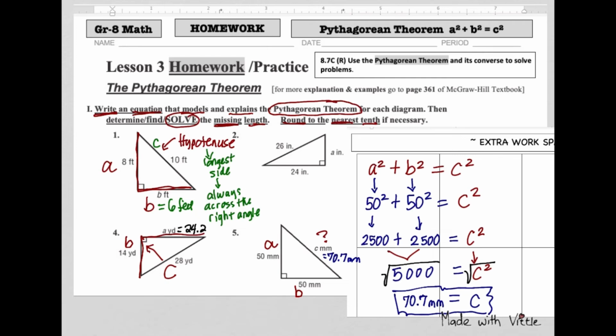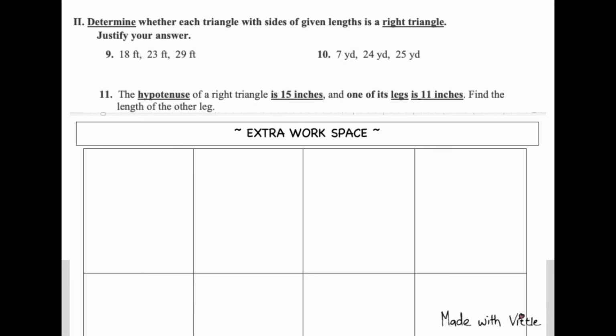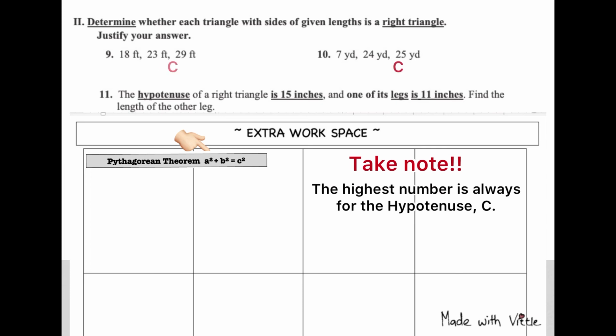So as you can see, the length of the longest side is always a higher value than any of the other legs. Okay? So it's so easy to identify which one is the length for the longest side. Determine whether each triangle with sides of given lengths is a right triangle. Justify your answer. So here we will try to figure out whether the 3 given measurements will form a right triangle by the use of Pythagorean Theorem. A squared plus b squared is equal to c squared. And take note, the highest number is always for the hypotenuse, c.